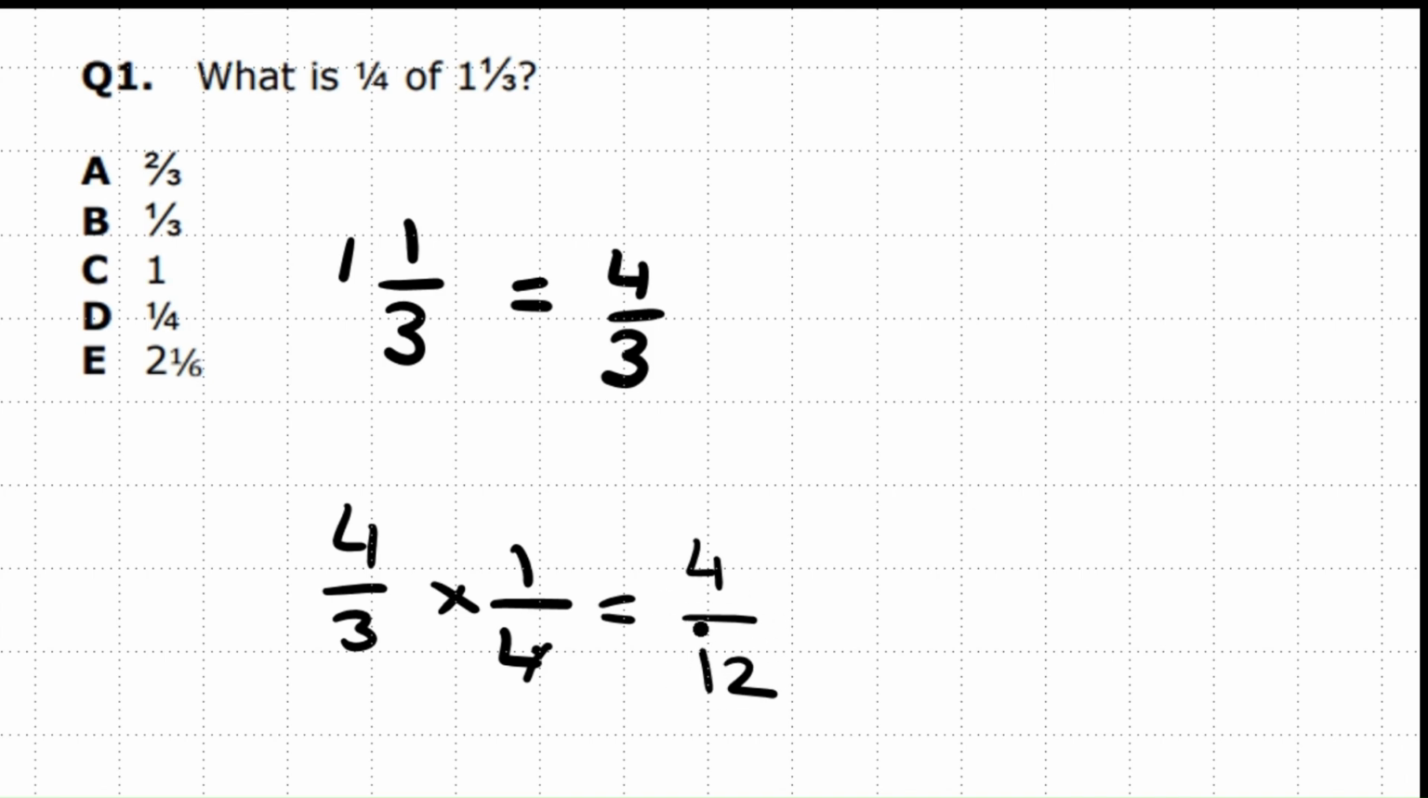But we have to simplify it to get the answer. So 4 is divisible by 4 and 12 is divisible by 4. 4 divided by 4 is 1 and 12 divided by 4 is 3. So 4/12 can also be simplified as 1/3. So the answer is B.